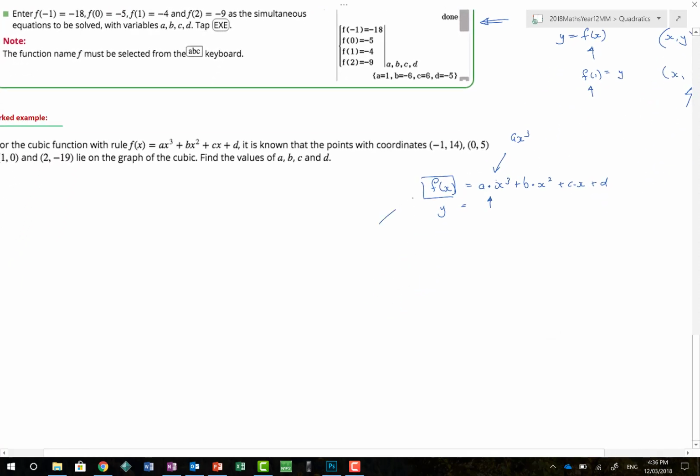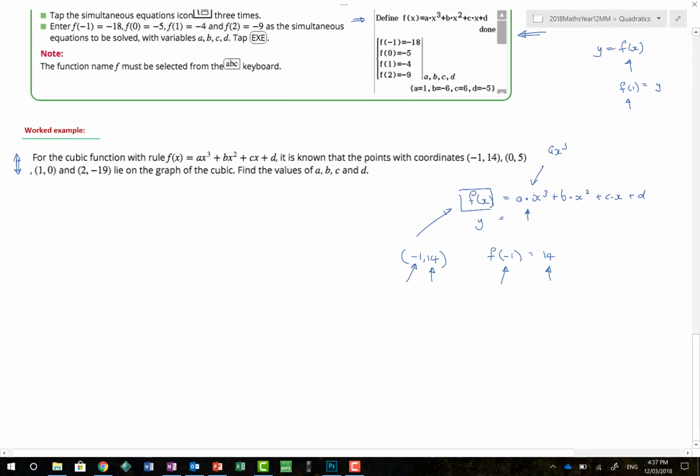Well, it has everything to do with this here. I can actually express coordinates. So for example, the coordinate minus 1, 14 can actually be expressed as f of minus 1 equals 14. And if you think about it, what it means is when I put minus 1 into my function, out comes 14. So f of minus 1 equals 14 is the same thing.